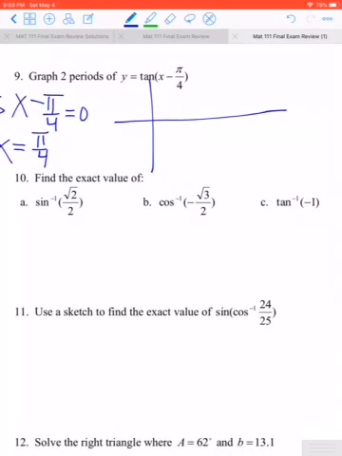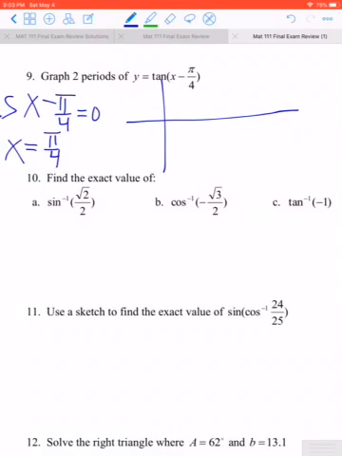The next graph we're going to look at is the graph of y equals tangent of x minus pi over 4. This is going to be the graph of the tangent with a phase shift of pi over 4. Again, you simply set the inside argument equal to 0, and we get that x equals pi over 4. So it's going to be a phase shift of pi over 4.